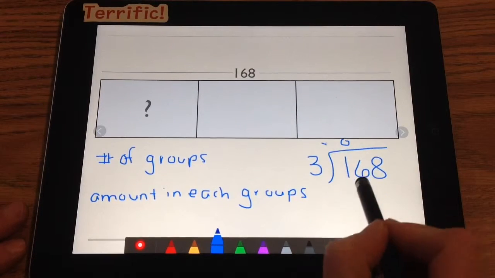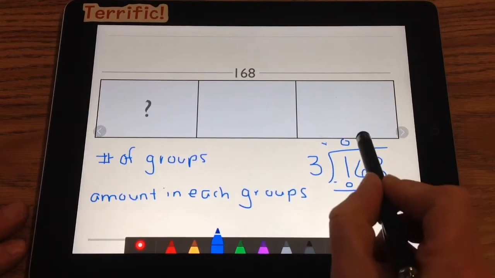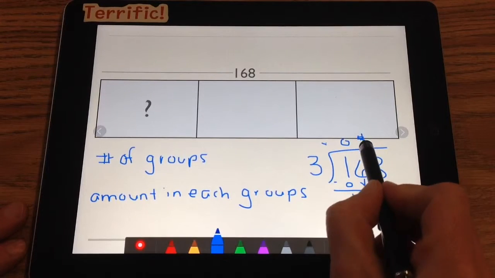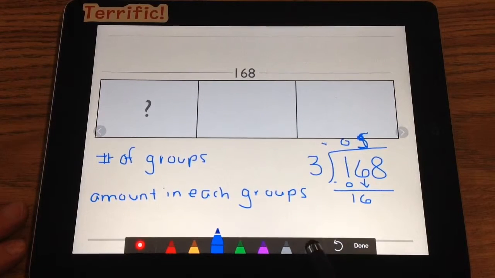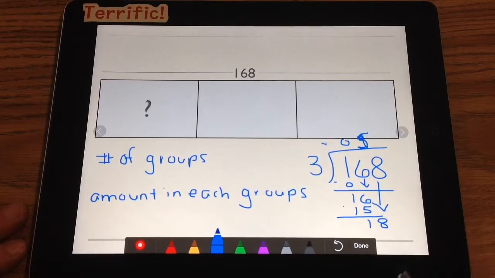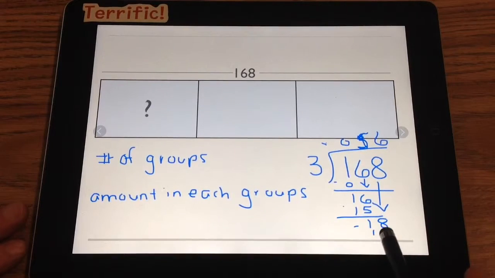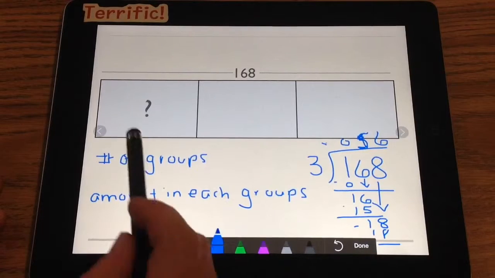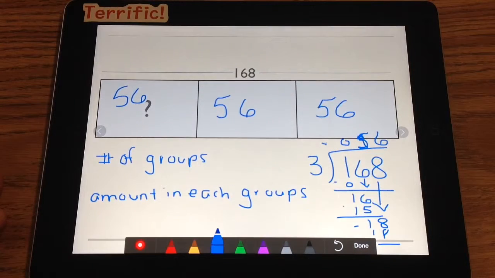1 does not work with 3 ever. So I subtract. And now I have 16 hundreds, 5, sorry. So I know 16 goes into 3 groups 5 times, which gives me 15. I have 1 left over, which I unbundle to make 10 ones. I now have 18 ones, and 3 times 6 is 18. So I know that I have 56 in each spot. Now I could make up my own little story, and I could say, I had 168 pets, and I divided them amongst 3 homes. How many pets at each home? There were 56.